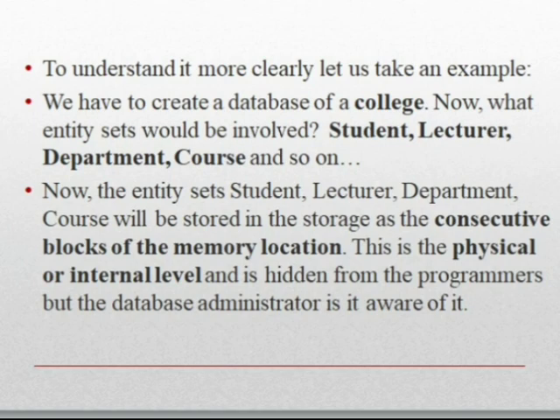To understand more clearly what the physical level, conceptual level, and view level of a data model are, we'll take one example. We have to create the database of a college. Now, what entities should be involved in this? In this, we can have a student, lecturer, department, course, and so on. Now, the entity sets student, lecturer, department, and course will be stored in the storage as a consecutive block of memory locations, because they occupy some memory in the actual storage. So this is the physical or internal level, and it has to be hidden from the programmer, but the database administrator is aware of it.